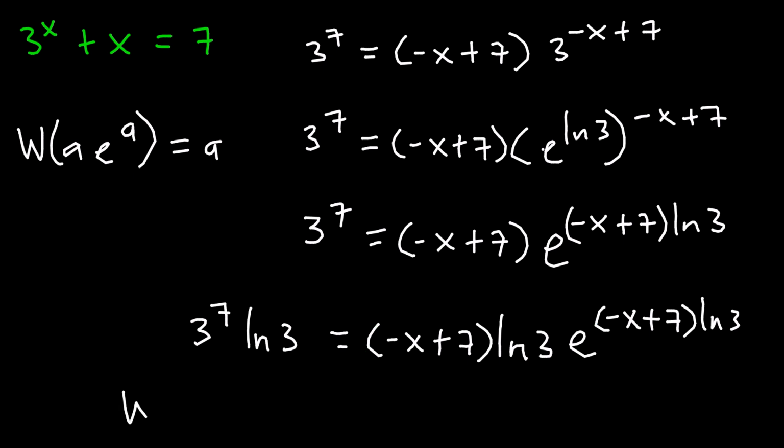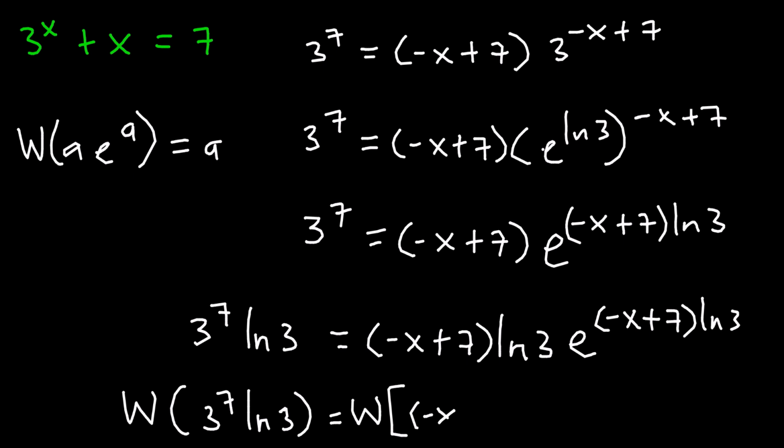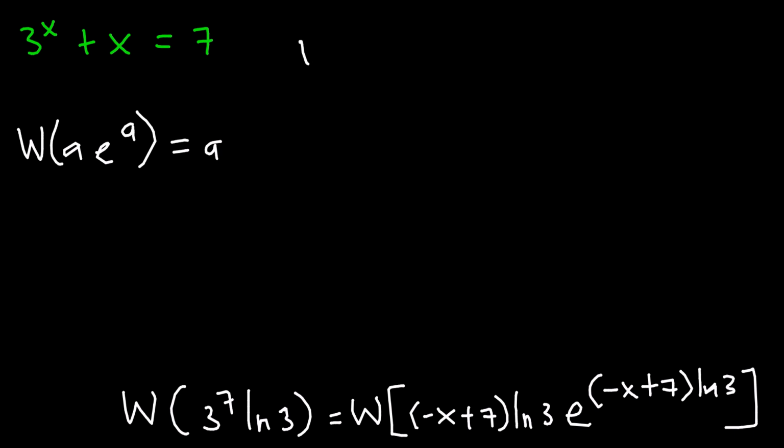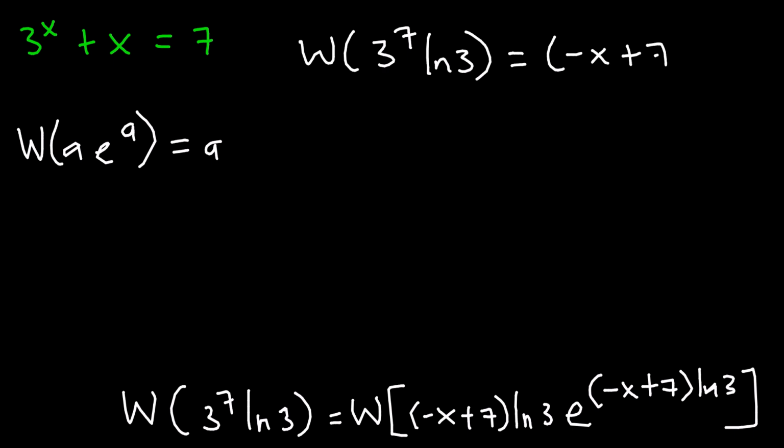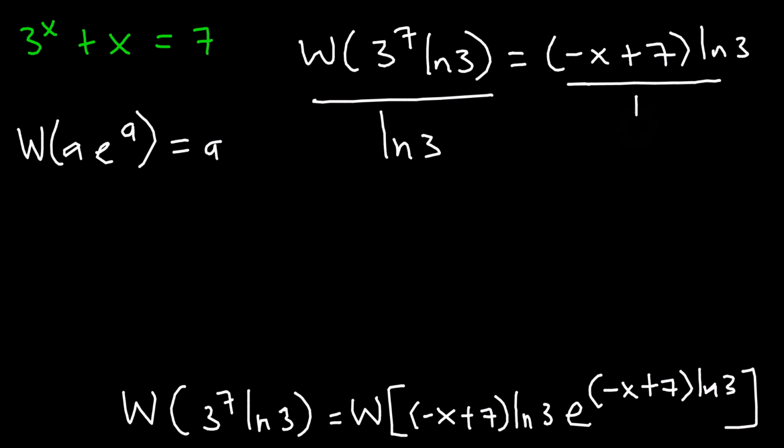So we shall have W into 3 to the power of 7 times natural log of 3, and this will be equal to W into negative x plus 7, and then times natural log of 3 times e to the power of negative x plus 7, and then times natural log of 3. So this will give us W into 3 to the power of 7 times natural log of 3, and this will be equal to negative x plus 7 times natural log of 3. And if we divide both sides by natural log of 3, this will cancel with that.